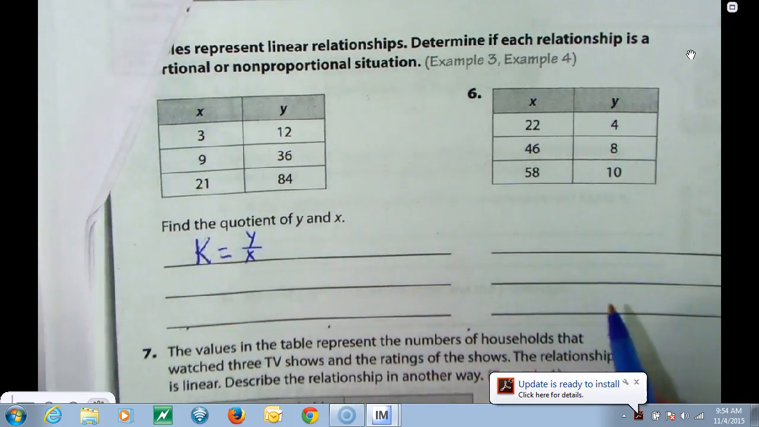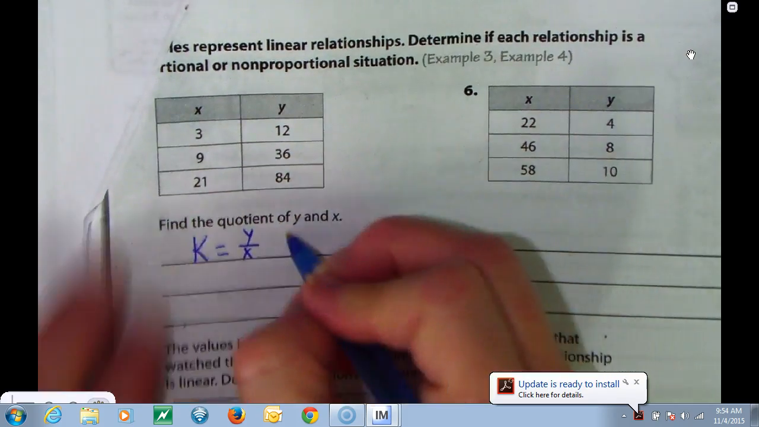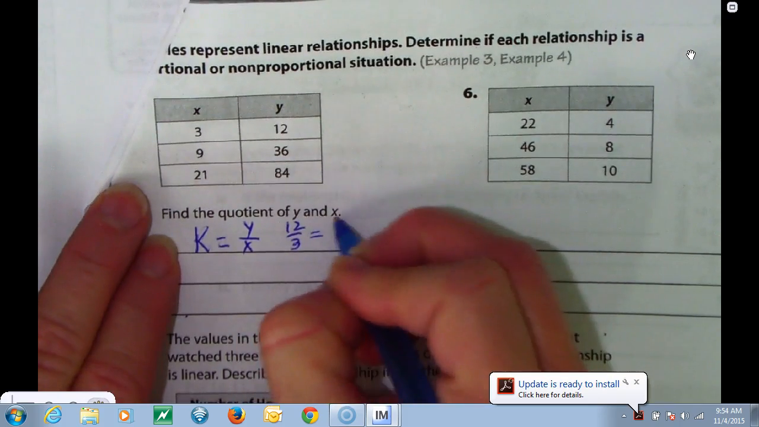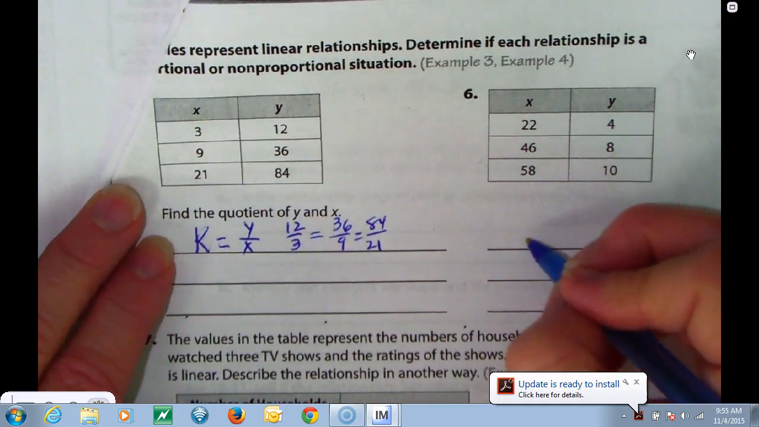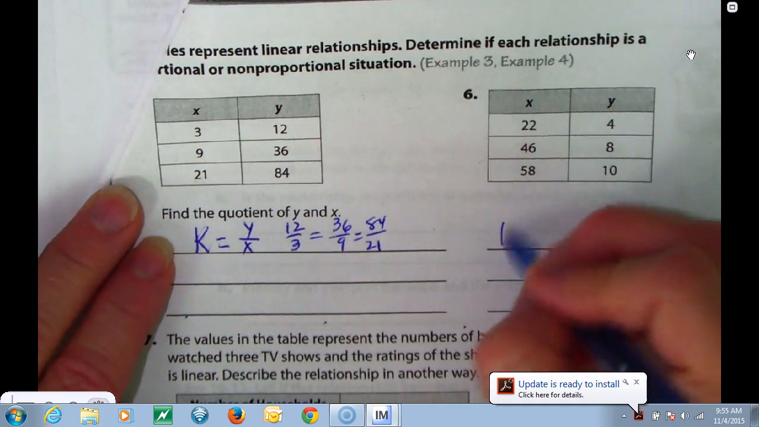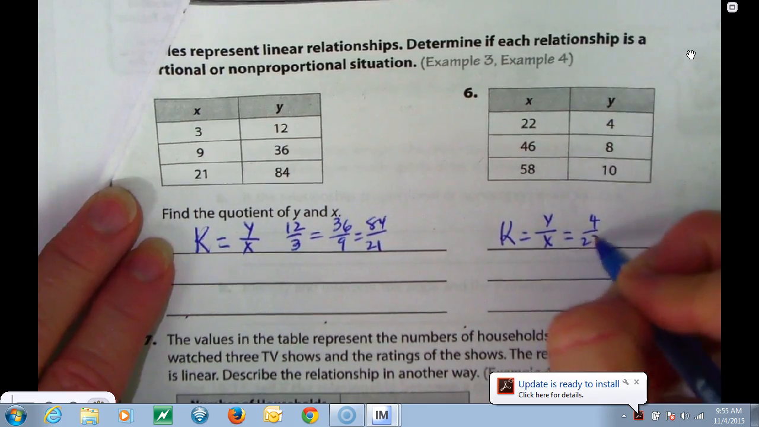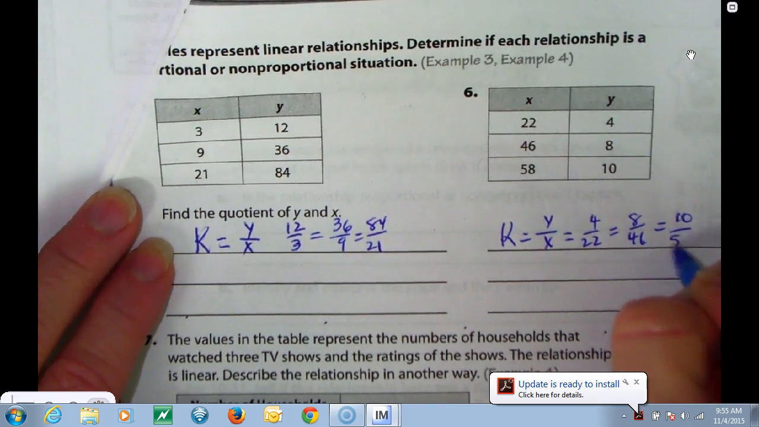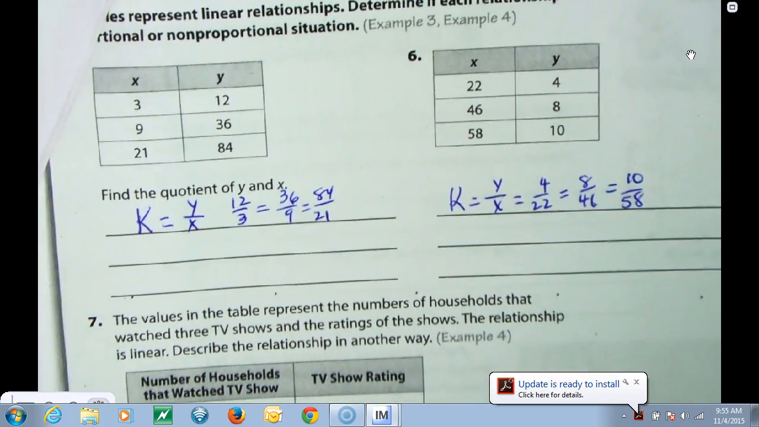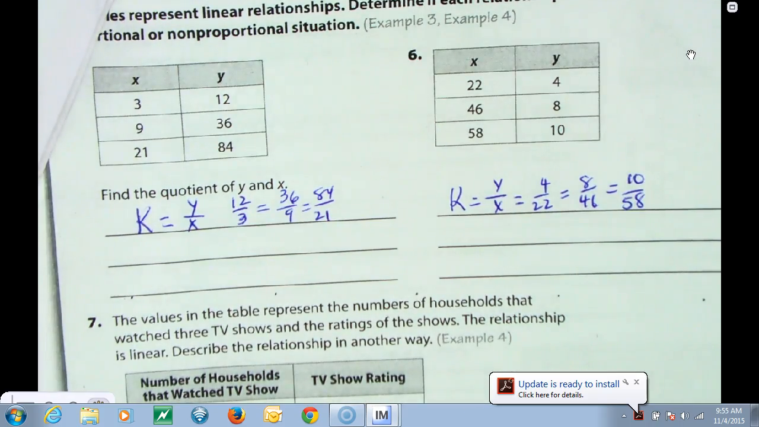Divide y by x. Same thing we've been doing. Go do 5 and 6. Divide y by x.